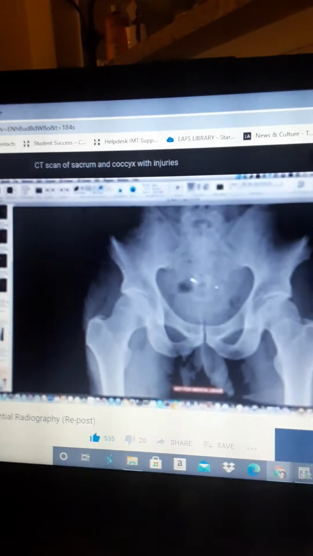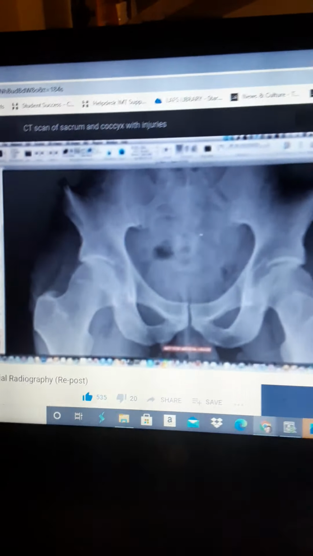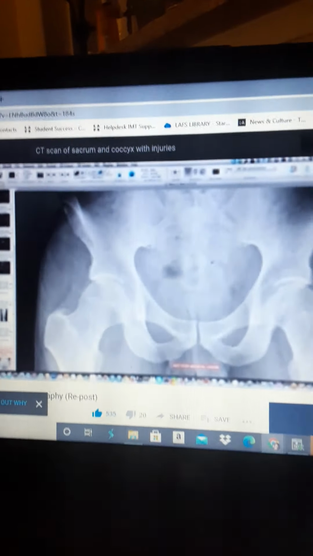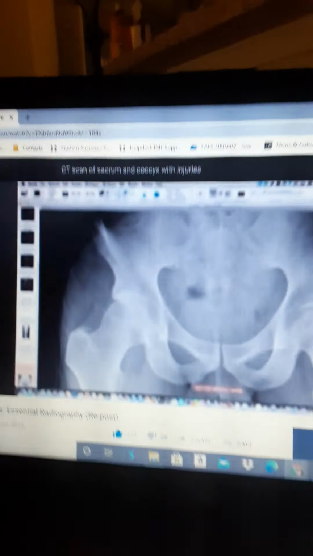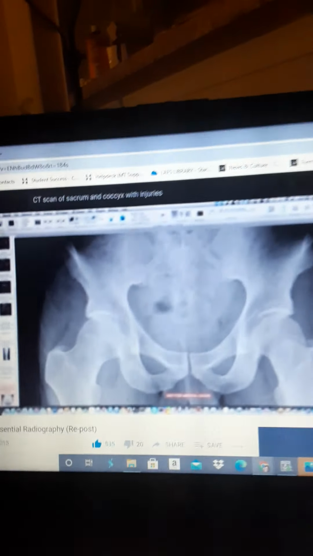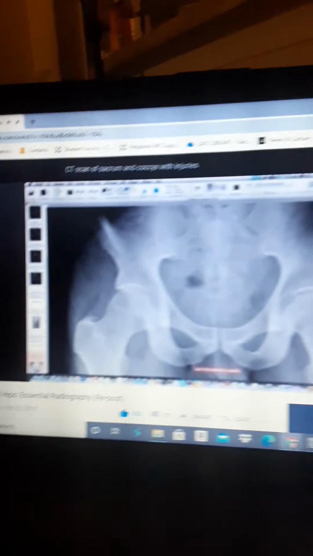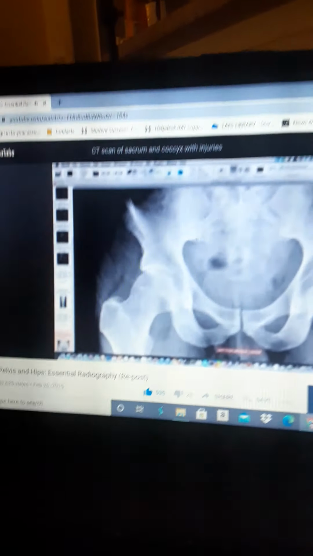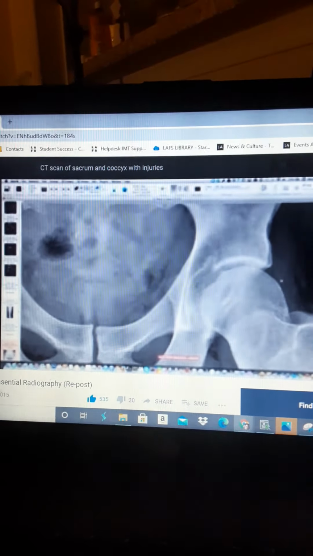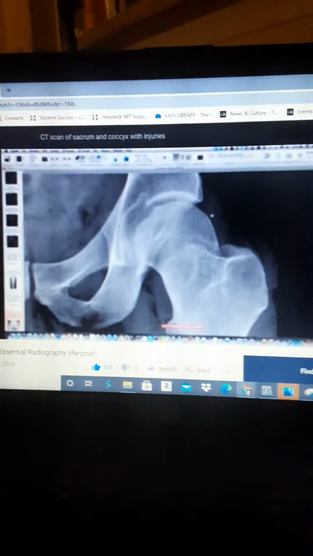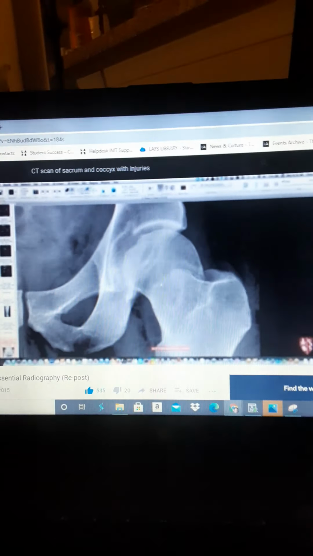The point of this one is similar to the one that I showed a minute ago. You can see this right side looks good, but the left side has an angle problem. It's pretty convincingly a fracture where there's impaction.